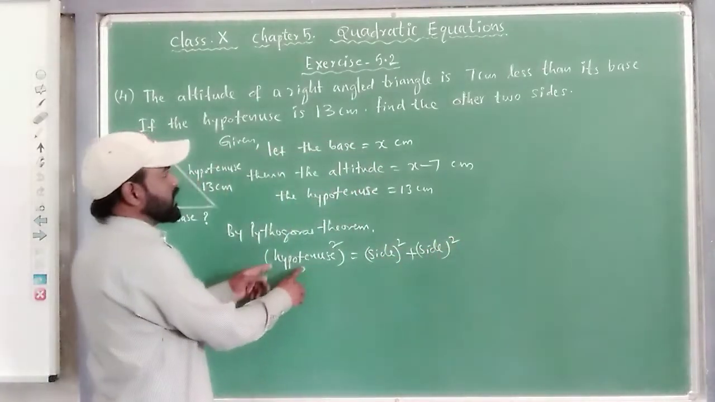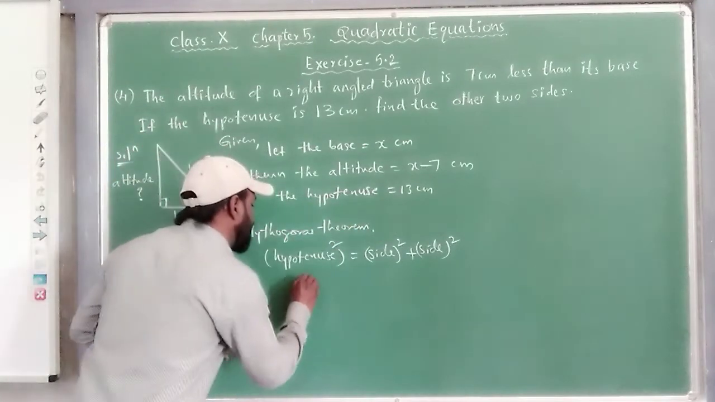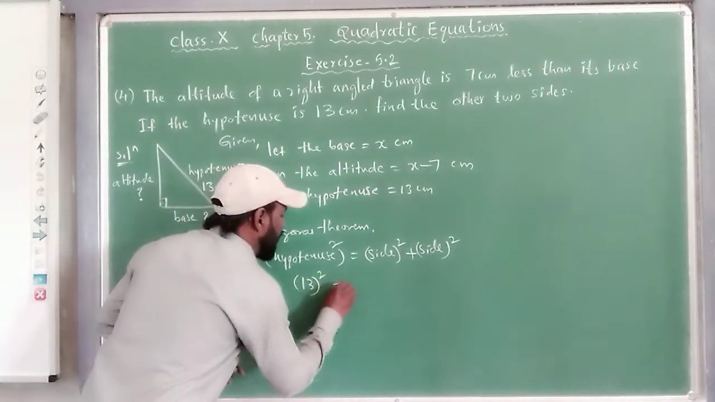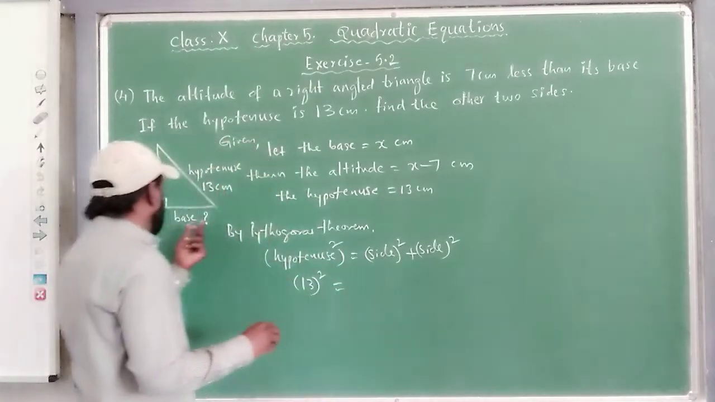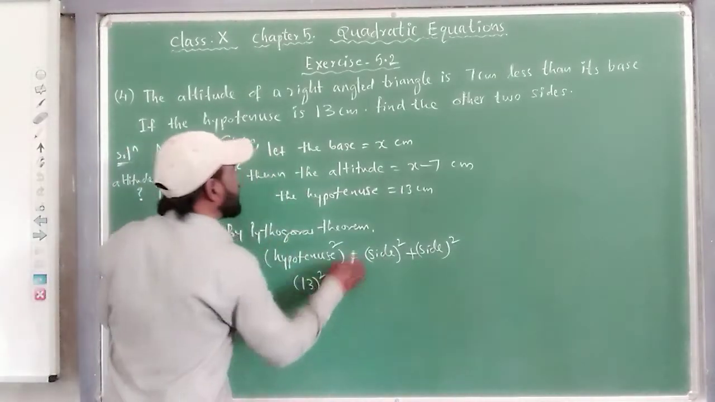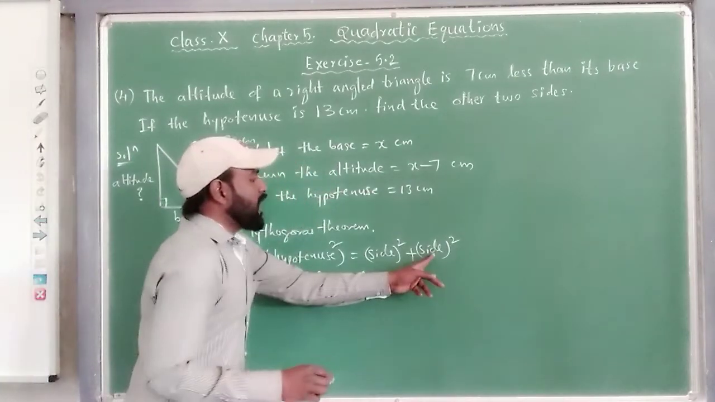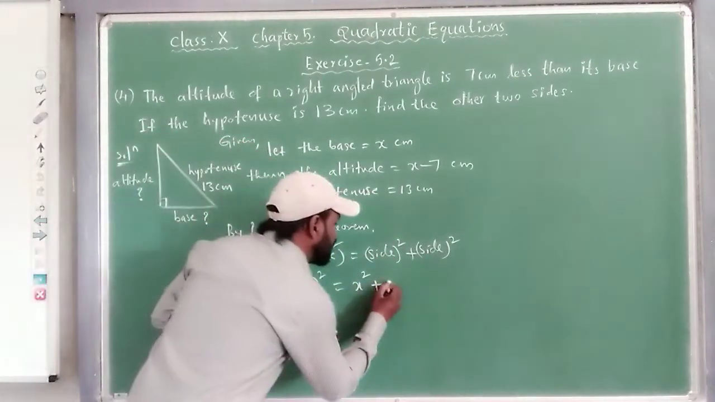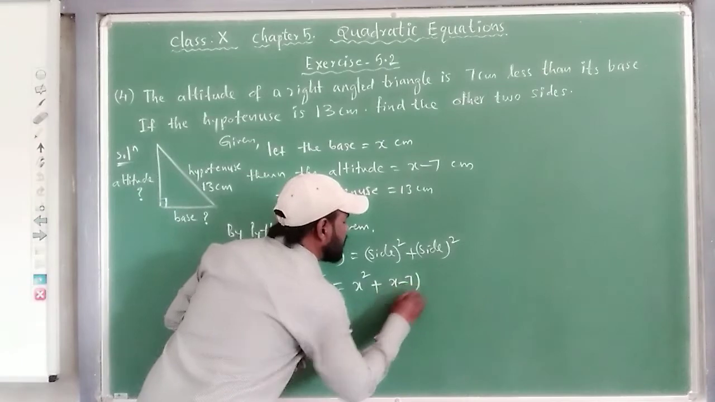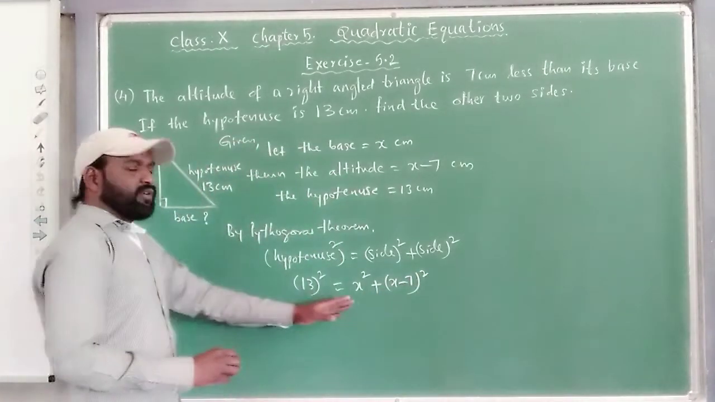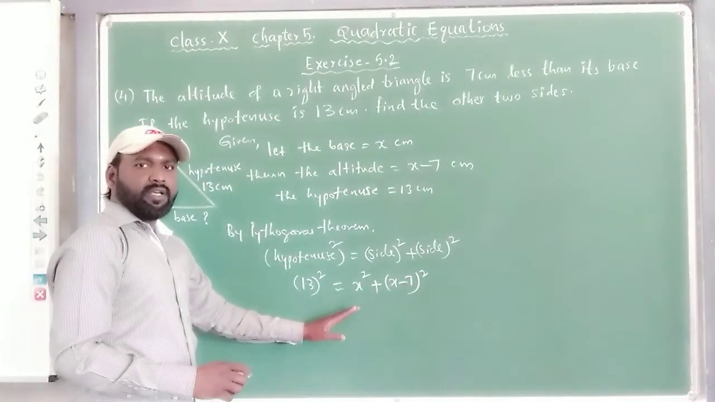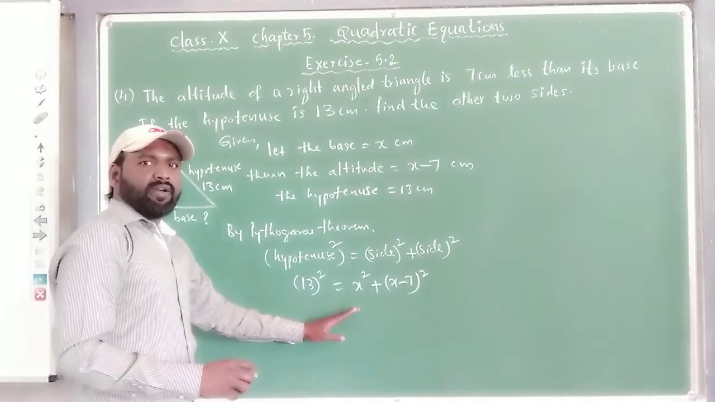Here the hypotenuse value we already have, that is 13 square. One of the sides, if you take the base, is x centimeters, so x square, plus the other side, the altitude, that is (x minus 7) whole square. Now we have to simplify this complete equation in order to get the form of a quadratic equation.